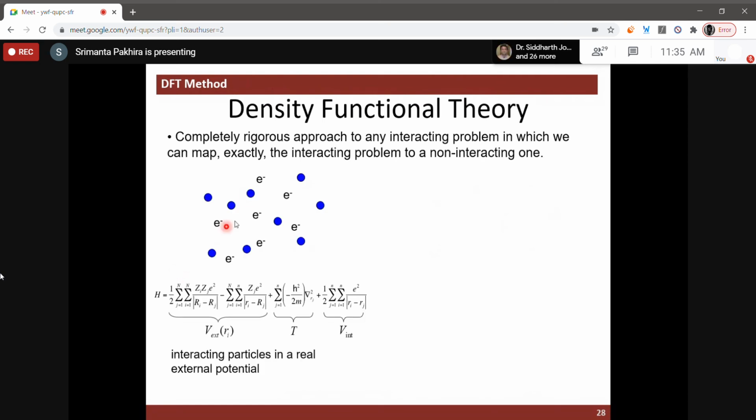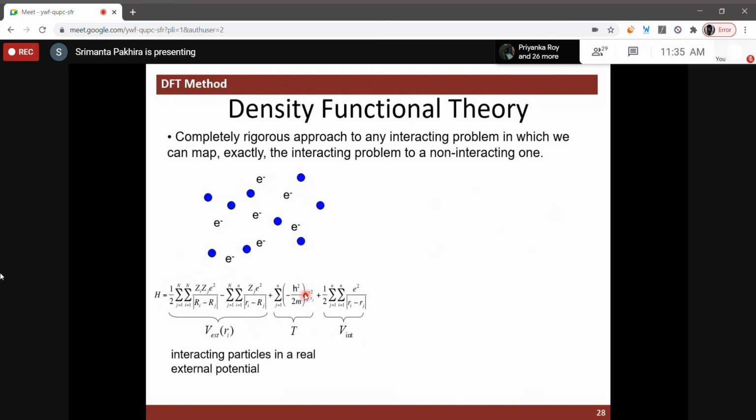Let's say the blue ones are all the electrons. If we write down the Hamiltonian, the first part would be the nucleus interaction part. The one half is just there to avoid double counting. And this is the electron-nucleus part, which is defined by the external potential as per our Hohenberg theorem.